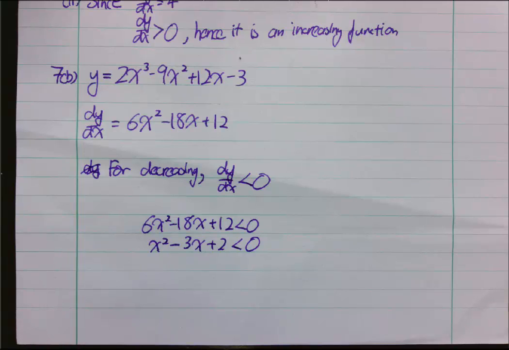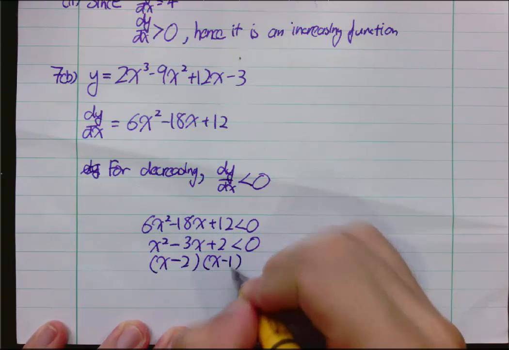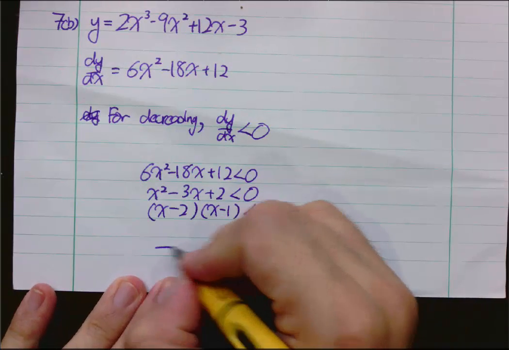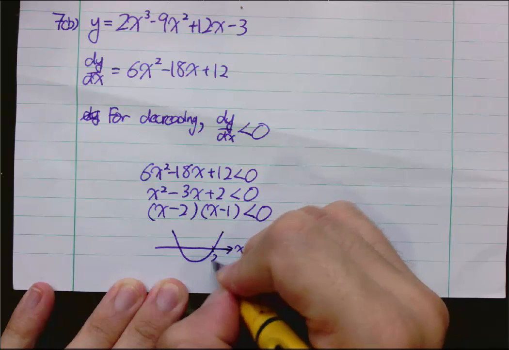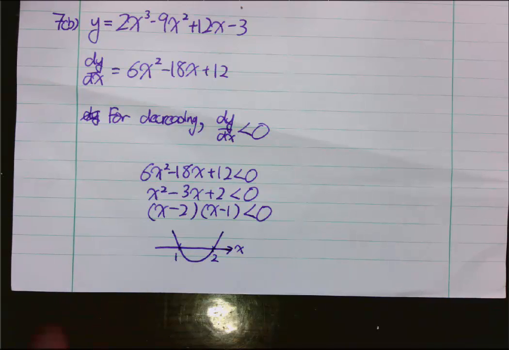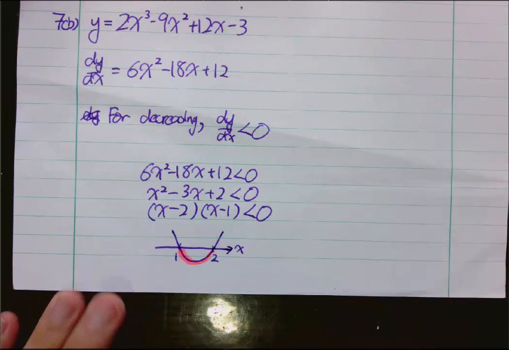This one goes all the way back to last year, where we did, what chapter was it? I think it was chapter 1.4, Quadratic Inequalities. First I will factorize, so I get (x minus 2)(x minus 1) is less than 0. Then how to solve the quadratic inequality? We sketch the graph. This will be a smiley graph, so we get 2 and 1. The area that we want, where dy/dx is less than 0, is this area.